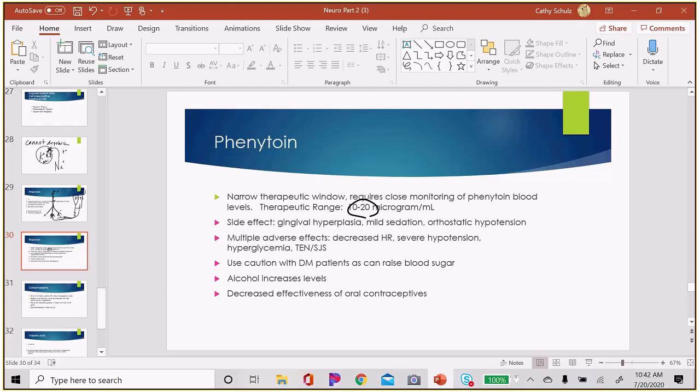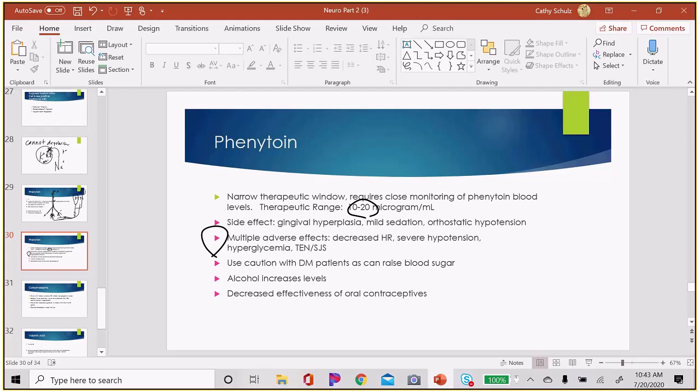In terms of side effects, there can be some overgrowth of the gums, that gingival hyperplasia. There might be some mild sedation because although we're just trying to decrease depolarization of the seizure area, we could have some other nerves affected in the brain. It can have a decrease in blood pressure, so we have to be careful about position change. These are the adverse effects, so it could lead to severely decreased heart rate and blood pressure. If the patient has diabetes, we have to monitor their blood sugar because it can lead to hyperglycemia.